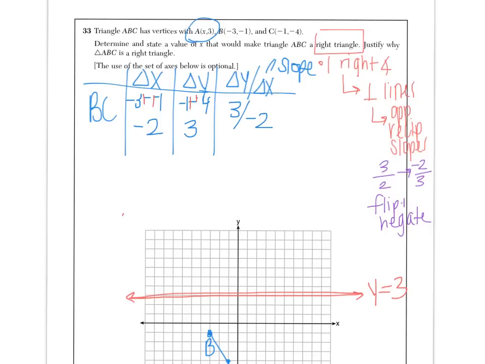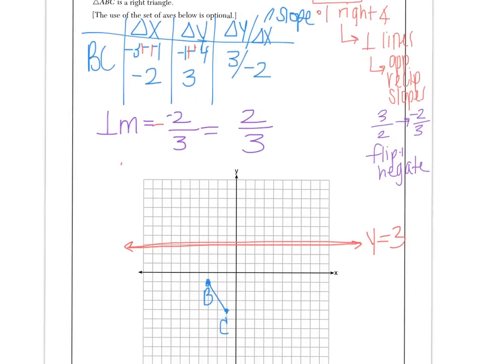So if my slope is currently 3 over negative 2, then the perpendicular slope should be flipped, so 2 on top, 3 on the bottom, and negated, so a double negative, just like we were talking about, turns to positive. So what I'm going to do is take point B or point C, you could do either one here, and go up 2 over 3 until I hit my red line. Up 2 over 3, up 2 over 3. So this should be the coordinate of point A, because now I have a right angle at point B. So here I'm going to say that A is located at (3, 3).